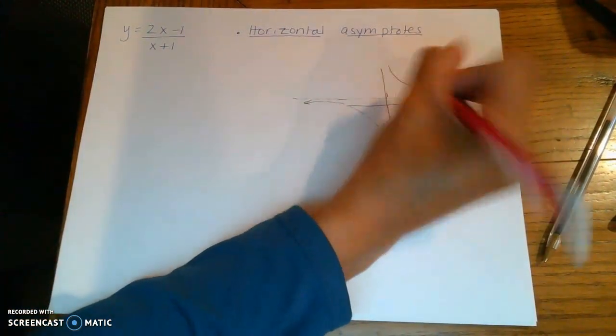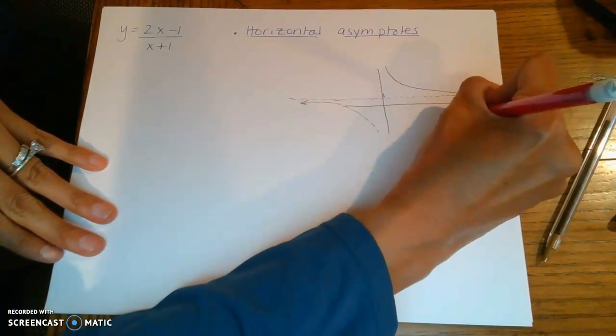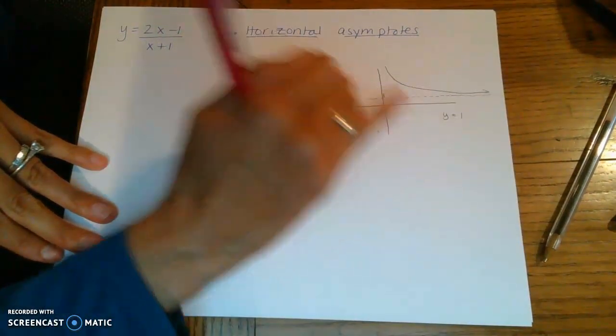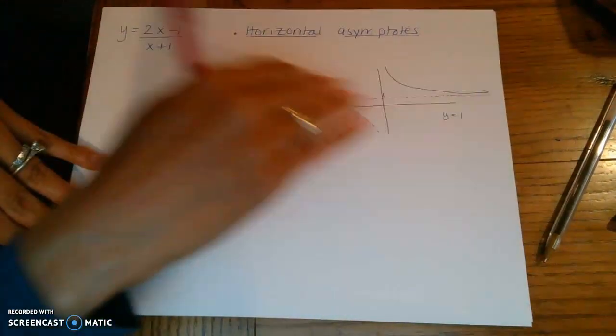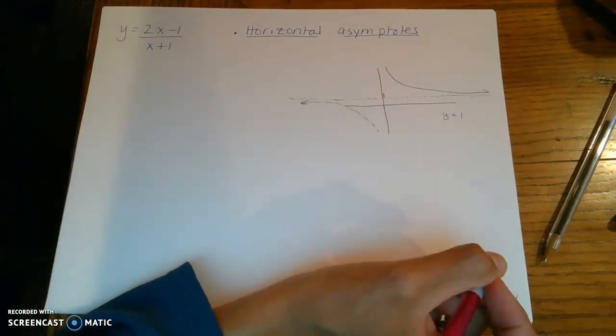Let's say this value is 1. My vertical asymptote here would be x equals 1. Now this is not the graph of this function. I'm just showing you what a horizontal asymptote is.